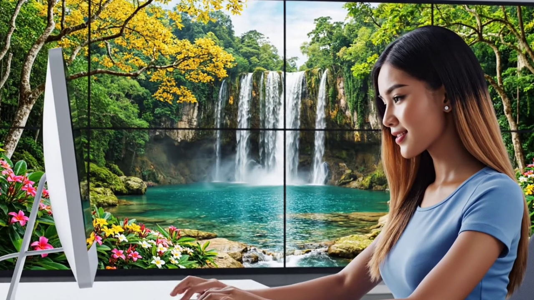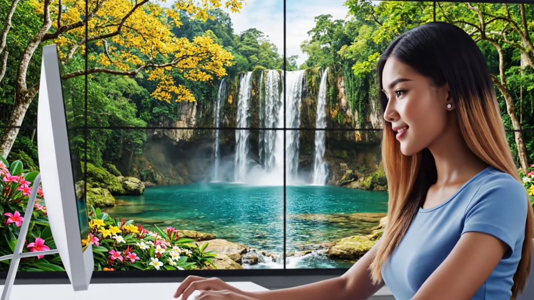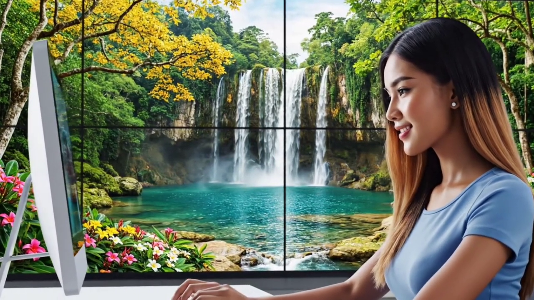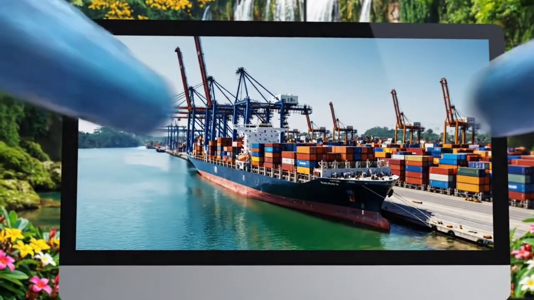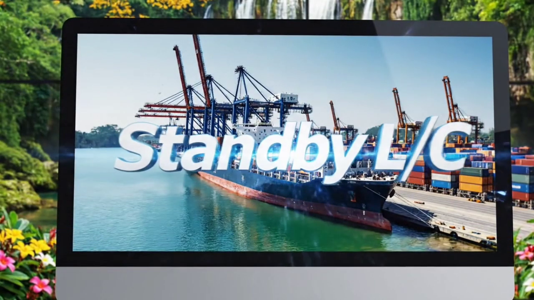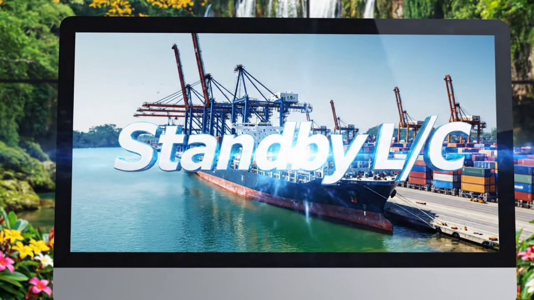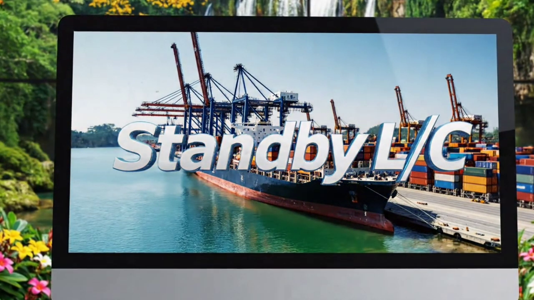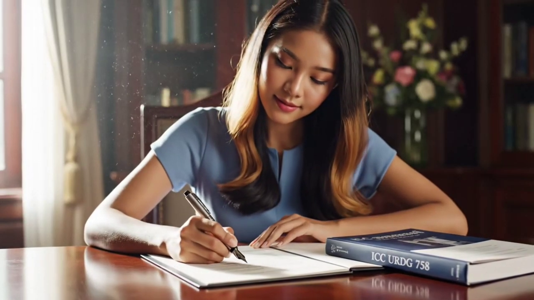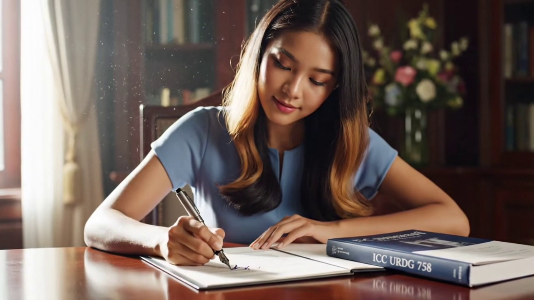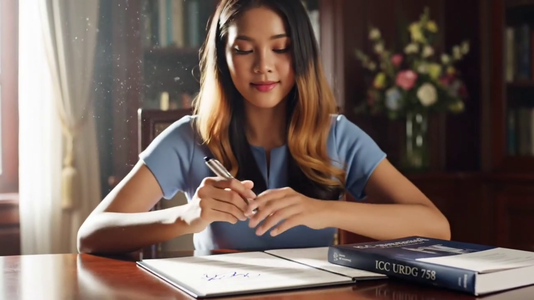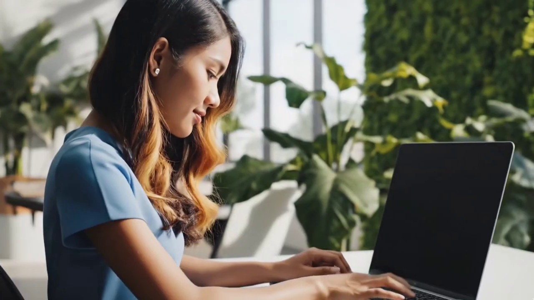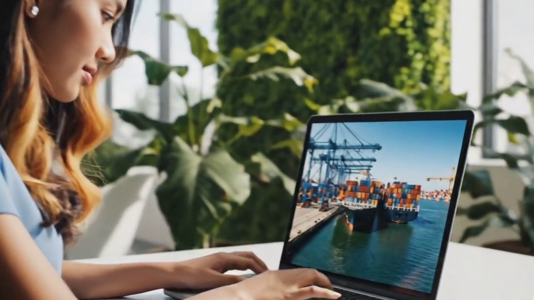ISP98 is short for International Standby Practices, and these are a completely separate, specialized set of rules for something called a Standby Letter of Credit, or an SBLC. Now, this is not a tool for payment, not at all. A Standby LC is a financial guarantee. It's there to protect you if the other side of the deal fails to live up to their end of the bargain. And this is the most important difference to remember. A standby LC is a safety net that, ideally, you never have to use.